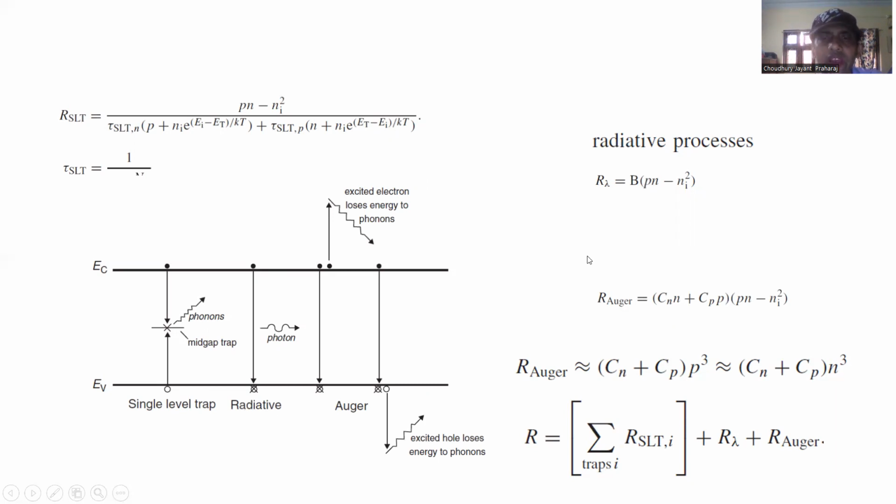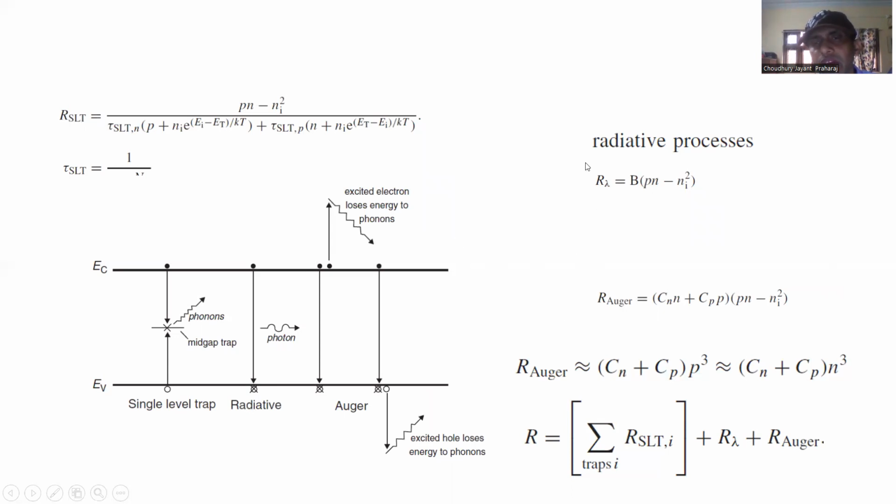Now, when the photons are absorbed and they generate electrons and holes, we want these electrons and holes to drift and then get collected at the electrodes. We don't want them to recombine, because if they recombine, they don't contribute to the photocurrent, and that decreases the solar cell efficiency. So what we have here are these recombination mechanisms that need to be minimized.